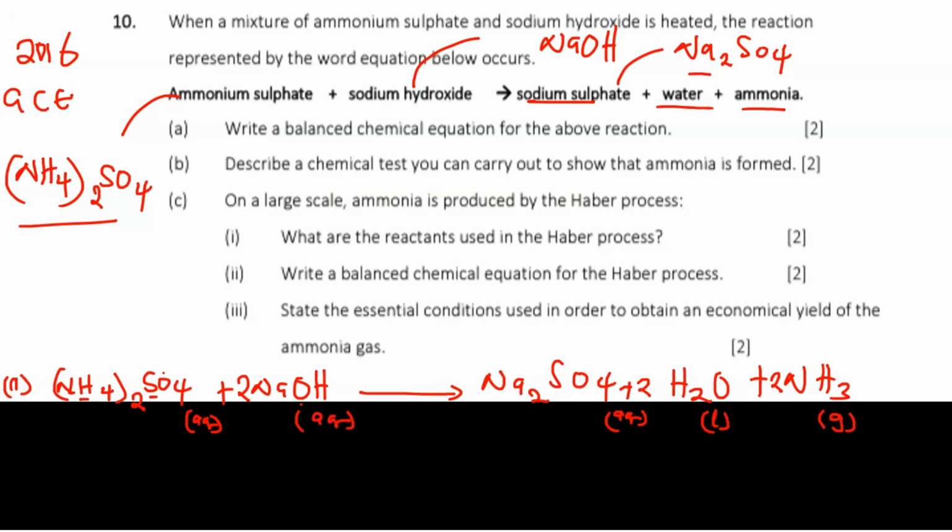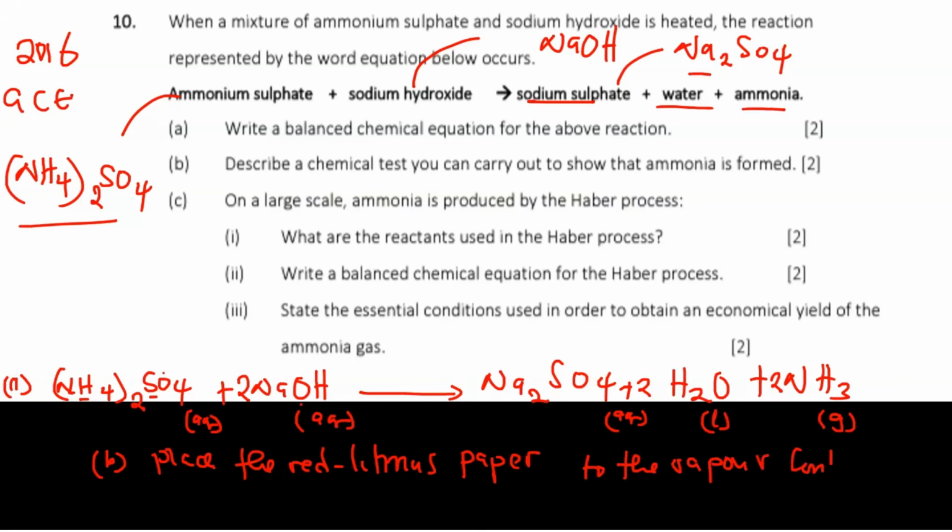That is 2 marks. Describe the chemical test that you carry out to show that ammonia is formed. So what is a chemical test? The test for ammonia: you know that the presence of ammonia turns red litmus paper blue. So how do you carry out the experiment? We're going to say place the red litmus paper to the vapor containing or suspected to contain ammonia.